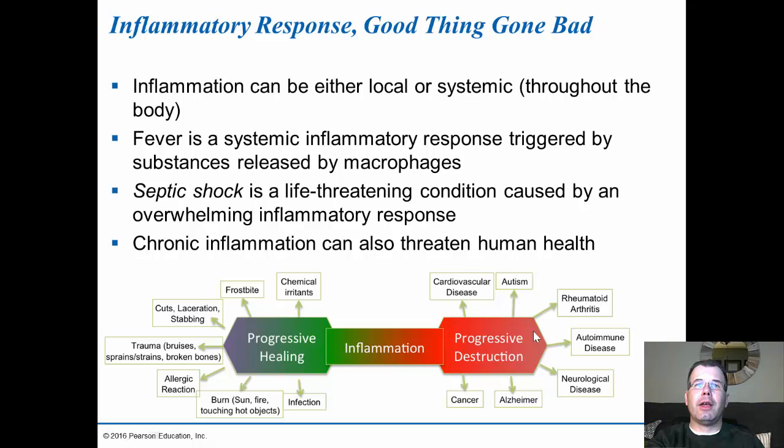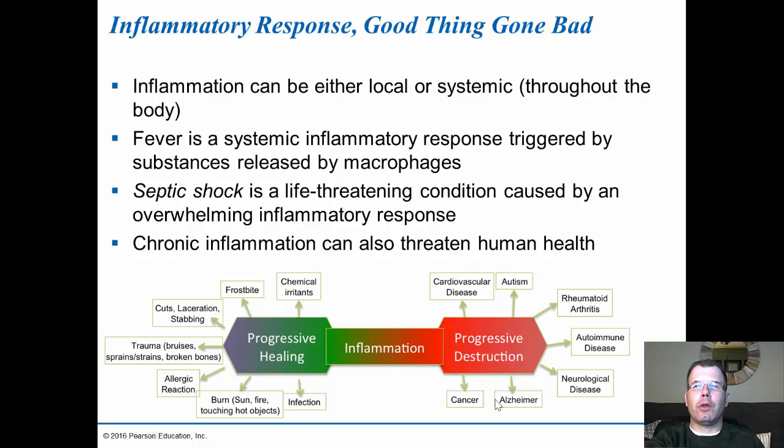Some people have thought that inflammation may lead to autism, so inflammation in the brain can trigger those responses, or maybe during pregnancy and development. Rheumatoid arthritis, we know this is due to allergic responses in that. Autoimmune disease is progressive inflammation where the body starts attacking itself. Neurological disease, so things like MS and other things where the immune system starts to attack, not the immune system, but the nervous system, and so it wears away at the myelin fibers.